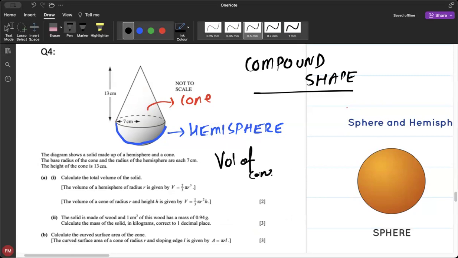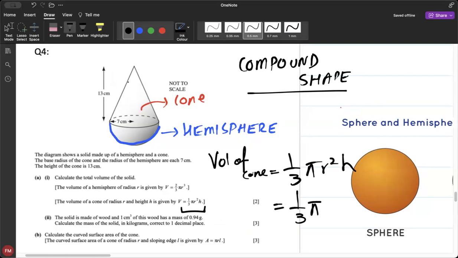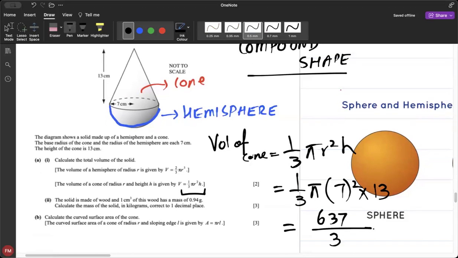Volume of cone. Again, it's given in the formula sheet. They've already stated this over here as well. 1 over 3 pi r squared h. I can say 1 over 3 pi, cone is this, by the way. The radius is given to us as 7 squared. Height is given to us as 13. If I put this in my calculator, this ends up giving me 637 over 3 pi.